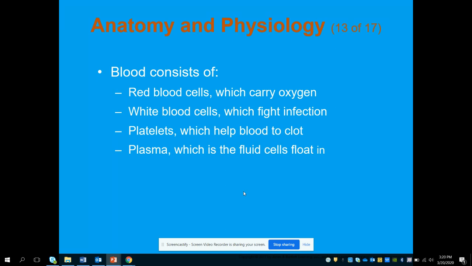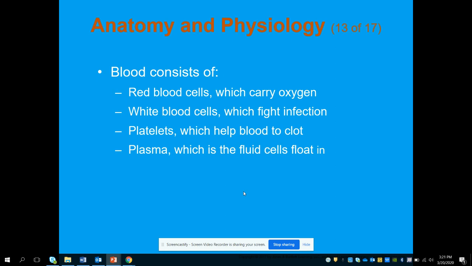be bad. We don't want to have too many or too little red blood cells, white blood cells, platelets, or plasma. If we have too little red blood cells, we might be anemic. And so we would have lost the ability to carry oxygen. If we have too little white blood cells, the body won't be able to fight infection, but too many of those could indicate some type of disease in itself, like leukemia.